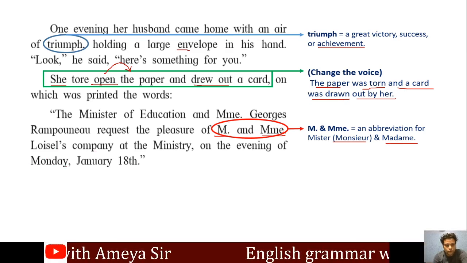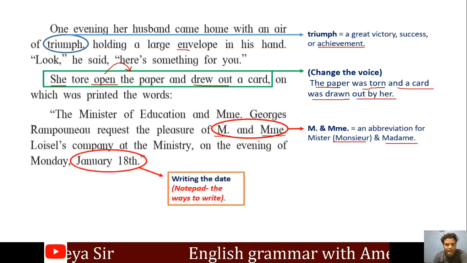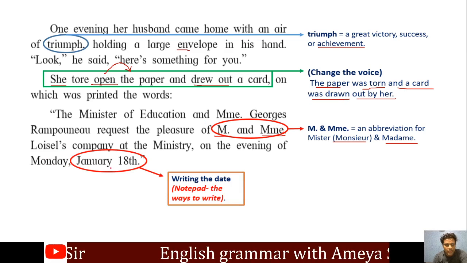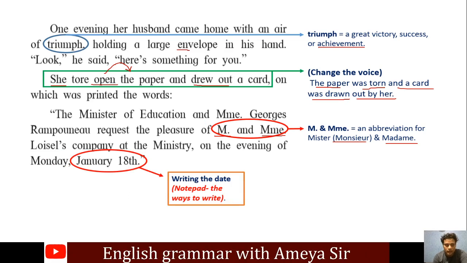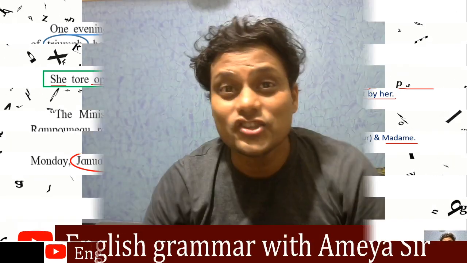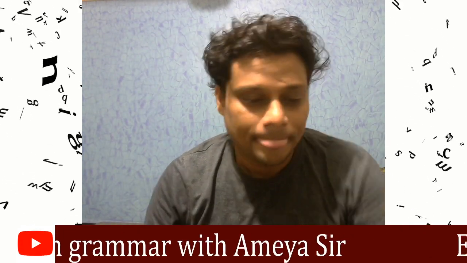Now, one thing I want to talk about is the way of writing the date. So look at this, January 18, and by the way, it's January. It's not Janvary. It isn't Janvary. It is January. Okay? I want to share something.